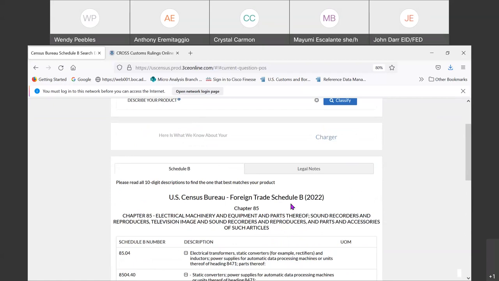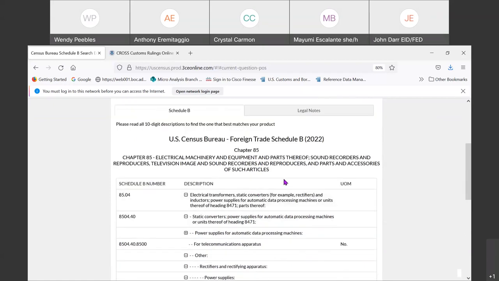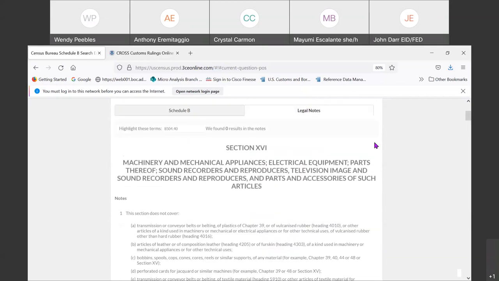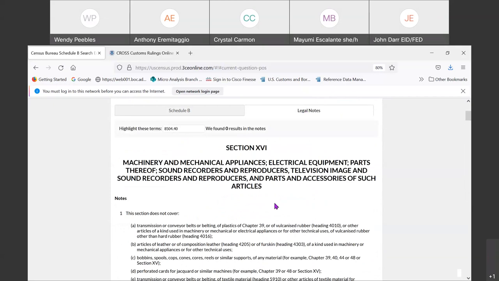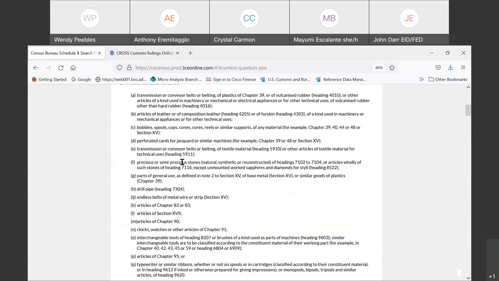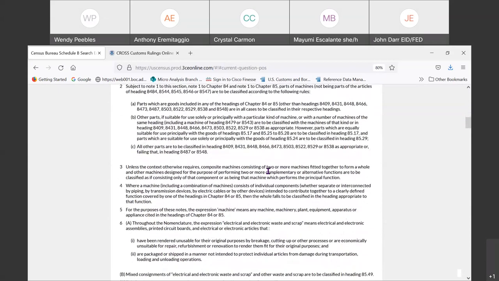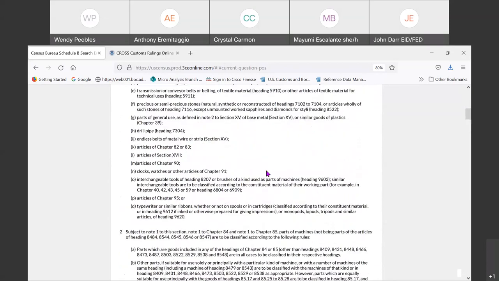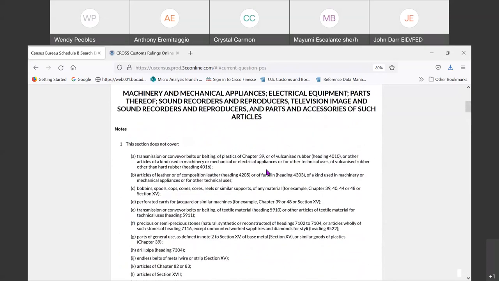You're welcome. And before we move on to the next one, since I have it pulled up, one other thing that I want to point out that's helpful about the search engine is once you have your Schedule B number here, if you click on this tab to the right, these are what we call the legal notes. These are super helpful because they provide more detail about what is classified in a chapter and also what is not classified in a particular chapter. So for this one, just as an example, it says that transmission and conveyor belts are under 5910 and they don't go in this chapter. So it's more information about what's in the chapter and what's not, and if it's not in the chapter, where you should be able to find it.